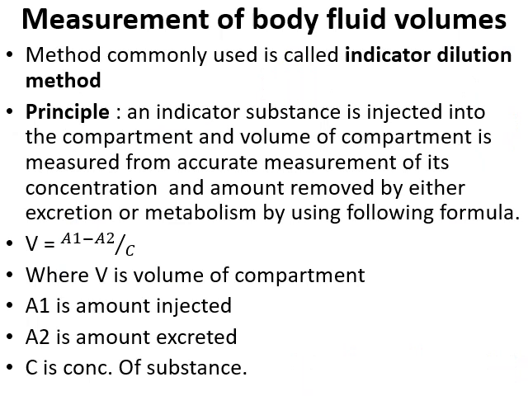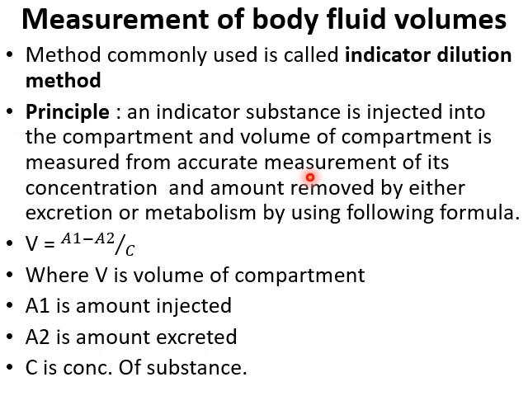Okay, so now let us move on to the measurement of body fluid volumes. The method used for measuring the body fluid volumes is the indicator dilution method. Here the principle is that an indicator substance is injected into the compartment, for example the extracellular space or intracellular space. In that space, the indicator substance is injected and the volume of the compartment is measured from accurate measurement of the concentration. After the substance redistributes, its concentration is measured, and the amount of substance removed either by excretion or metabolism is measured.